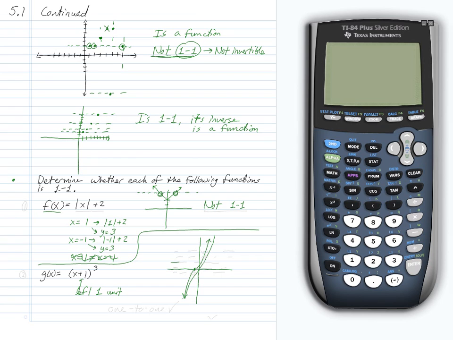Alright, well, we can pass a horizontal line over this thing anywhere we like, and we see that it only ever hits the graph at 1 point. So this is a one-to-one function.